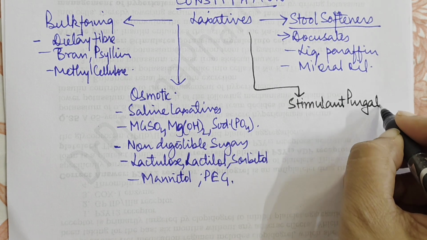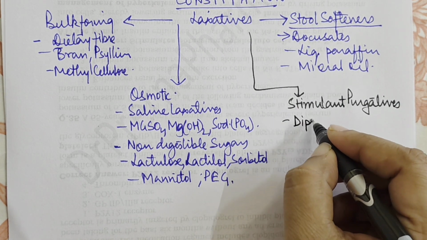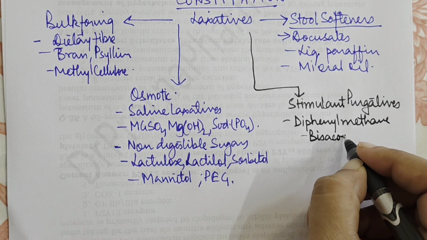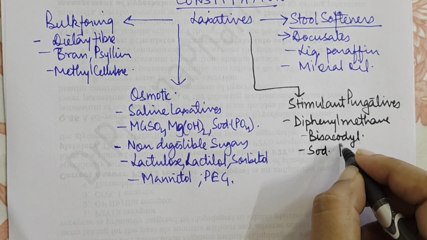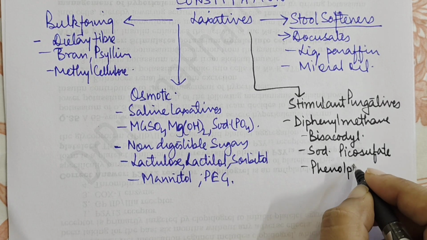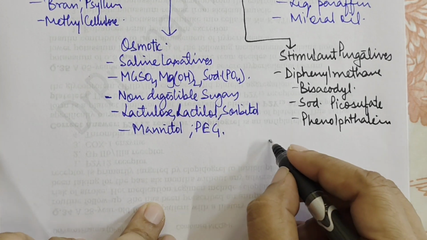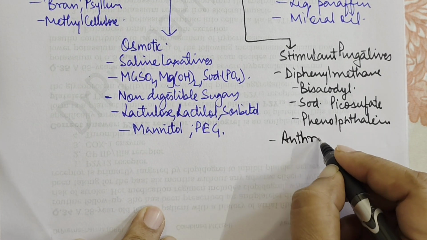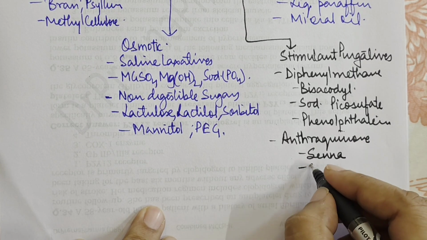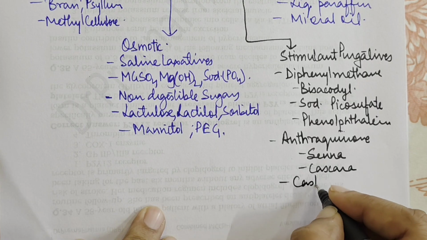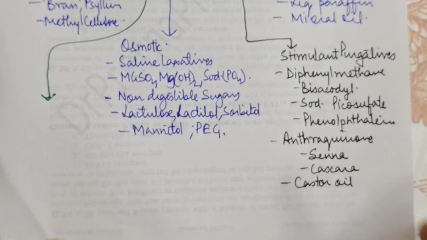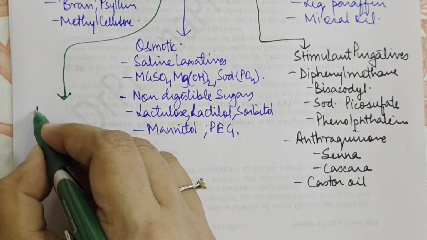They are called as purgatives because they are used in purgation. Here we have diphenyl methanes. In this we have bisacodyl, we have sodium picosulfate, and we have phenolphthalein. Okay, then we have anthraquinone derivatives, in which we have senna, and we have cascara, and then another category we have is castor oil. Okay, and then we have another category, and these drugs are called as prokinetics.